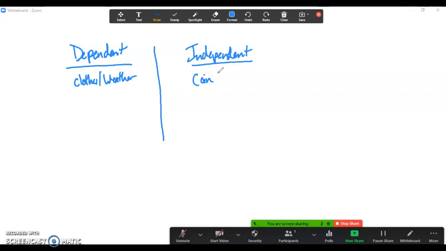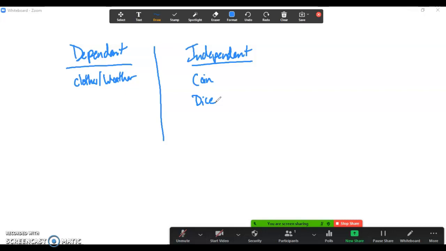All right, what about a die? I'm going to roll a die 2 times. Does the second roll depend upon what the first roll was? Pick a column, dependent or independent. And the answer is no, it doesn't. Dice rolls are independent events because it does not matter what the first one was.